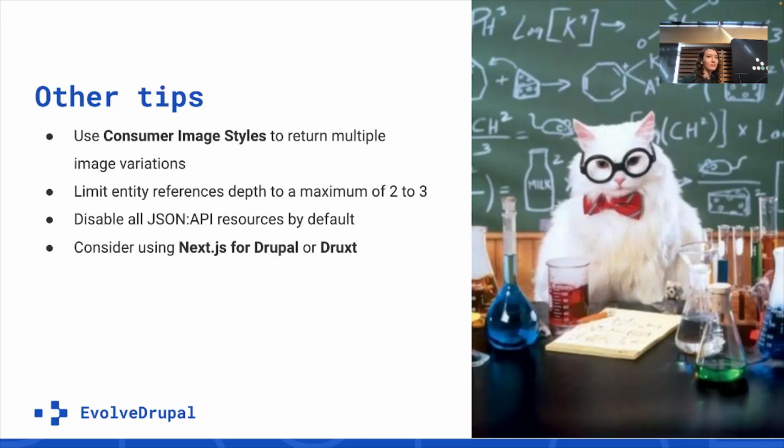Oh yeah, and other tips, yes, you can use Consumer Image Styles. What it does is basically return a list of different images that are already processed based on your existing image styles. With that, you'll be able to get the front end to do the thinking and decide which of those image styles is the most appropriate to use. There's also, limit your paragraphs or entity references as much as possible to two to three. If you're going to end up reading a JSON API response for some reason, having not too deep references would definitely help.